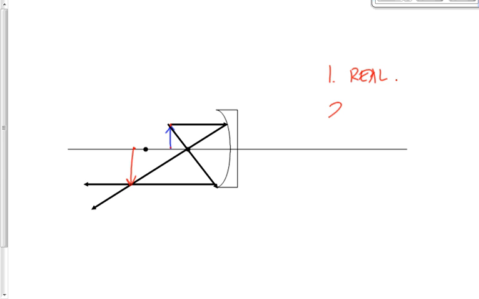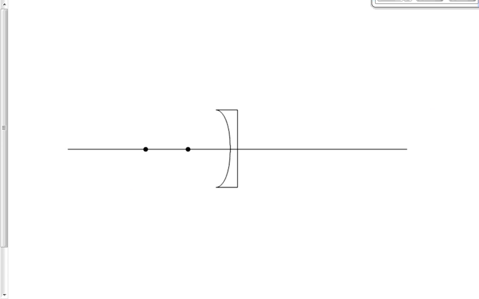What's one of the other ones? Mason, what's one of the other characteristics? Good. It's larger, bigger, however you want to say it. And third characteristic, John? It's inverted. It's flipped over. It's upside down, however you want to say that. Good.